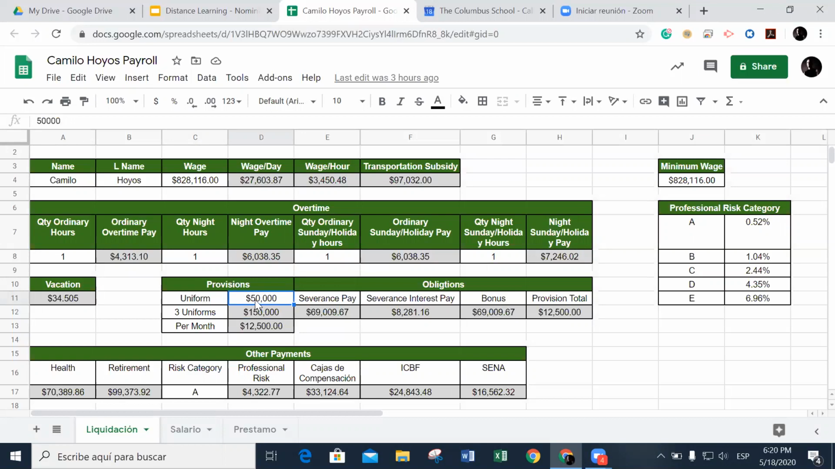D11 is this cell right here. Look, D11. And that cell is what the uniform costs. So 3 times 50,000 equals 150,000, right? Now per month is this right here, right? Divided by 12. Why divided by 12? Because it is 3 uniforms per year.